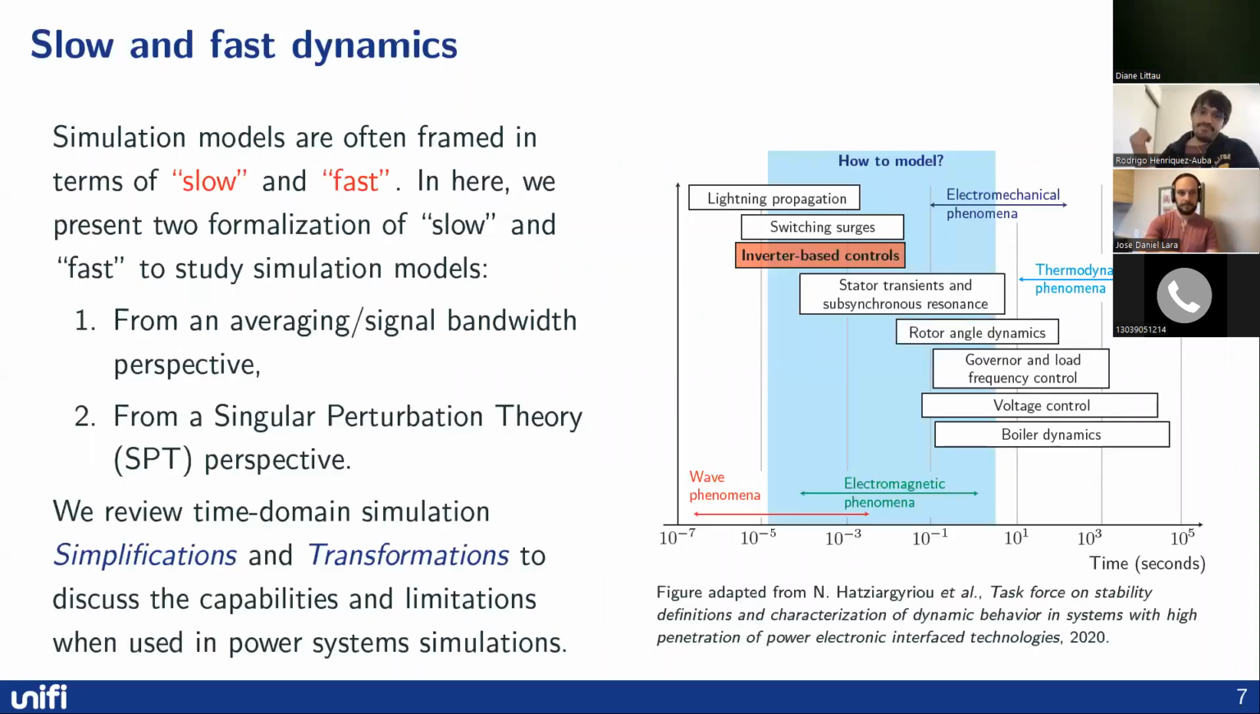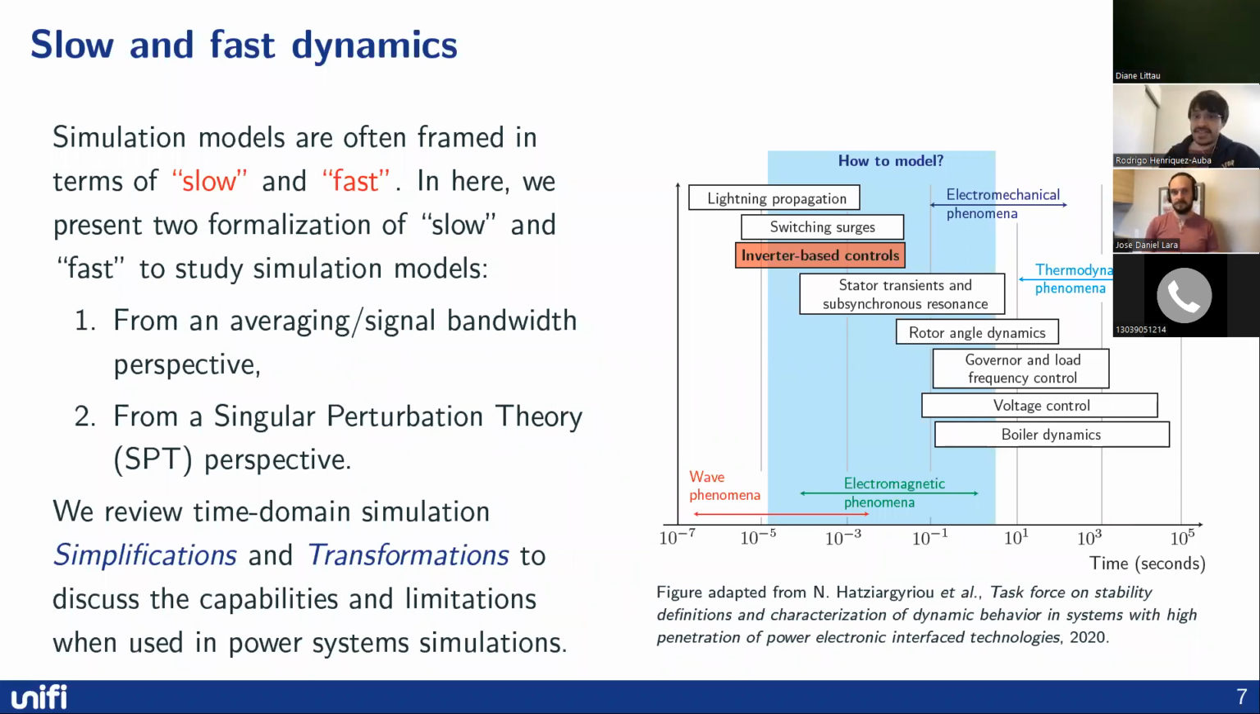So yeah, I guess in practice, dynamic simulation models in power systems are often framed in terms of slow and fast. Although it's not necessarily clear what exactly is fast and slow in every case or in every simulation. So those terms are actually contextual to what you're actually studying, right? In the realm of synchronous machine dominated systems, there is somewhat an agreement of what is fast and slow phenomena.